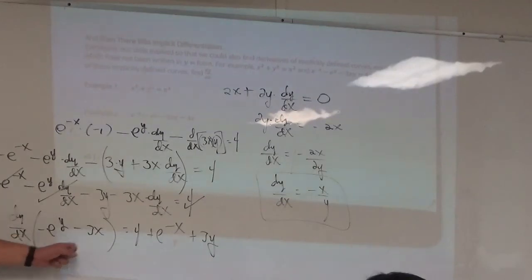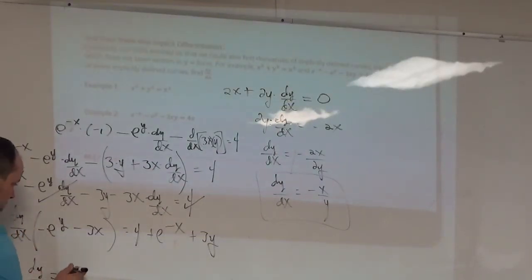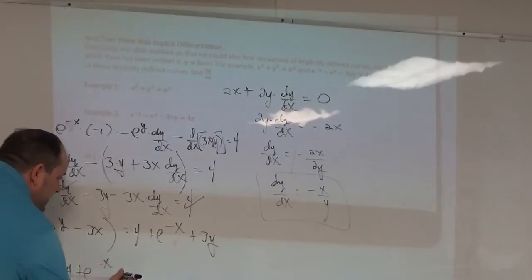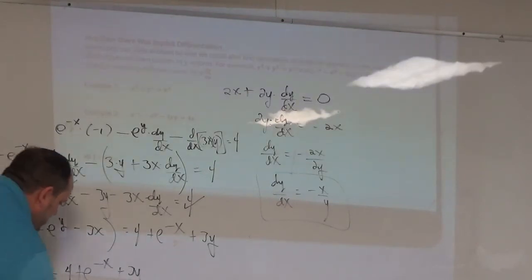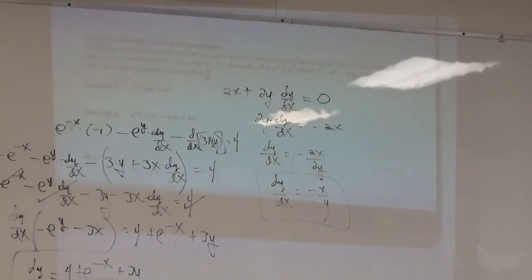And the reason that you did this move is you want to be able to divide everything by what's in the parentheses. And finally, you're going to get dy dx equals 4 plus e to the negative x plus 3y over negative e to the y minus 3x. That's implicit differentiation. That is all the stuff that you know so far about derivatives. And now we get to do new stuff.